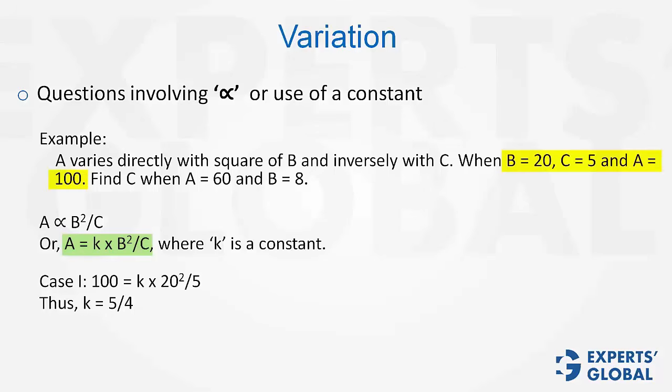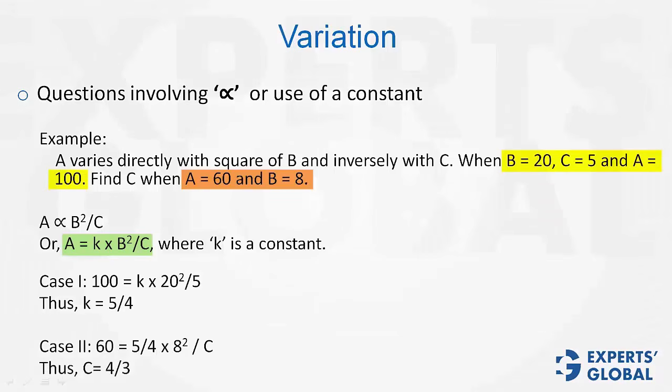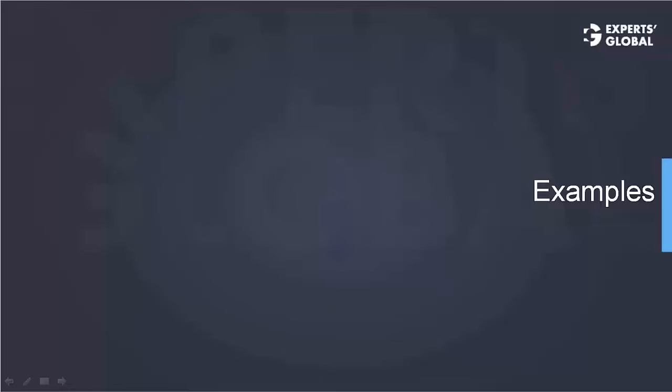This is the relationship. Now, in the second case, A equals 60 and B equals 8. We know the value of K, we know A, and we know B. The value of C can be determined by putting in all the values in the expression. We put these values here and we get the value of C as 4/3. So we have covered the basics of all the three topics: ratio, proportion, and variation.